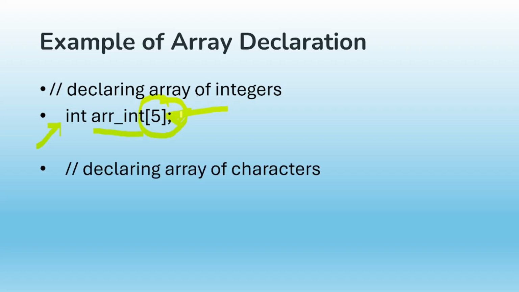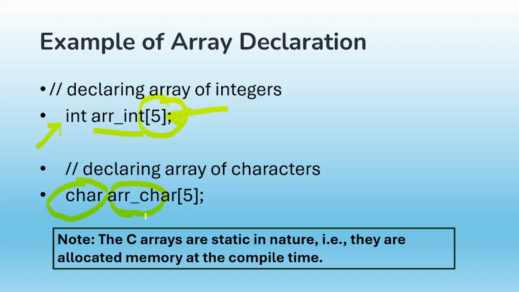Is this clear? Now, declaring an array of characters is very simple: char arr_char[5], where the size is 5. What does this char specify? It specifies that this array is going to hold 5 character elements. The index of the first element will be 0, and the index of the last element will be 4, that is n minus 1, where n is 5.